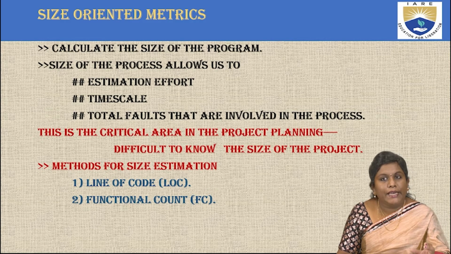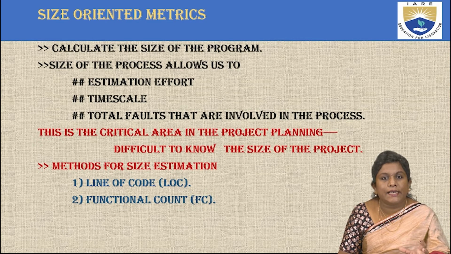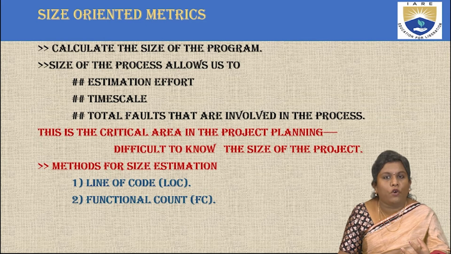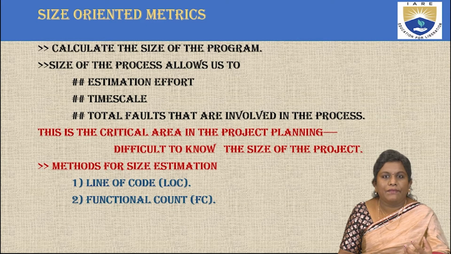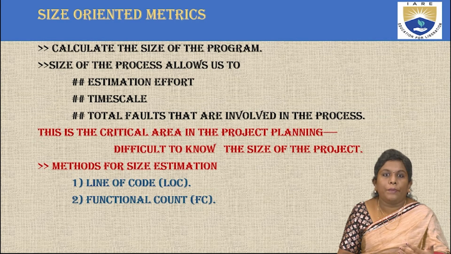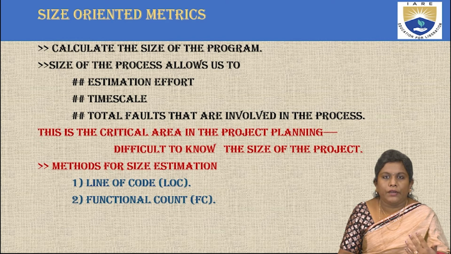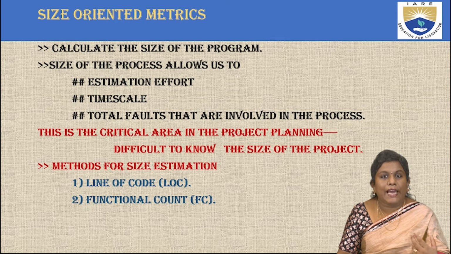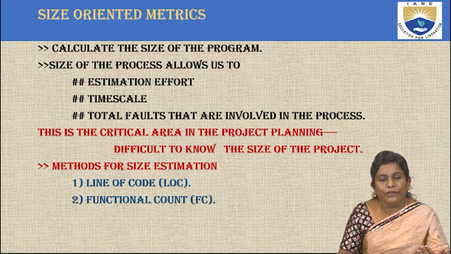Next, this actually is a critical area in project planning. I repeat, size-oriented metrics is acting as a critical, very important area in project planning, because it is very difficult to know the size of the project, right? When we just get the end products, the end applications, we actually don't know what is running behind, what is the code behind, how many pages of code there are. So whenever you say size of a project, this is where we calculate the size-oriented metrics, which is acting as a critical area.